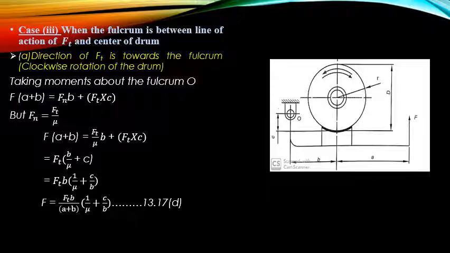So if we substitute for Fn as Ft by mu and simplify this, finally, like we did in the last case, we get the expression F is equal to Ft B by (A plus B) into (1 by mu plus C by B). This is given by equation number 13.17d.